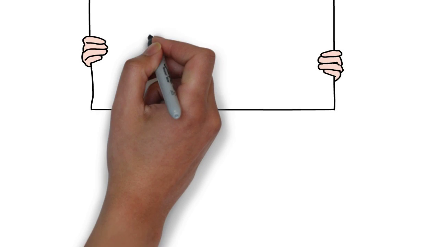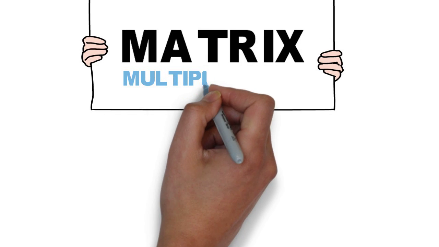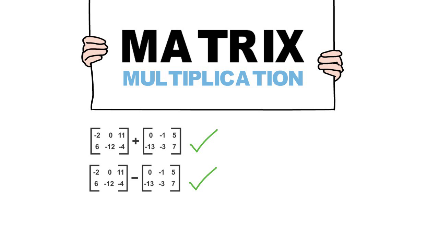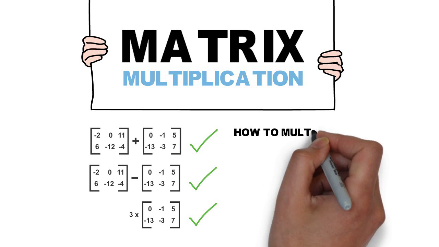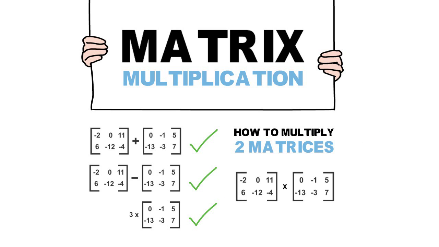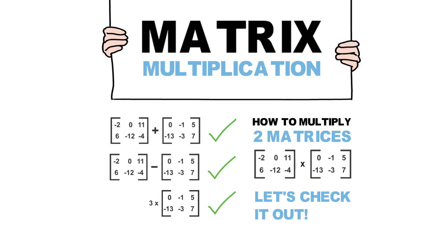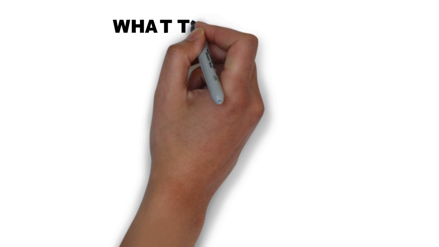The name of the game is matrix multiplication. Now, we've talked about how you can add matrices and subtract them and even multiply them by numbers, but today we're going to talk about how you can actually multiply two different matrices together, and it's not going to go the way you expect. The first thing you need to know is that you can't just multiply any two matrices.